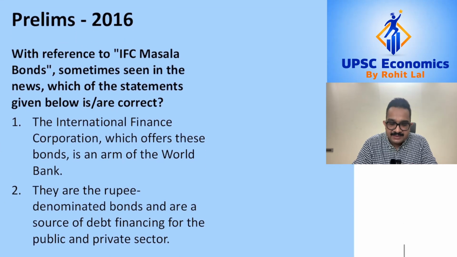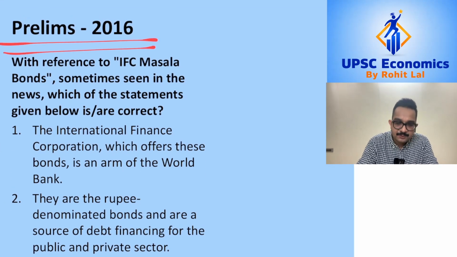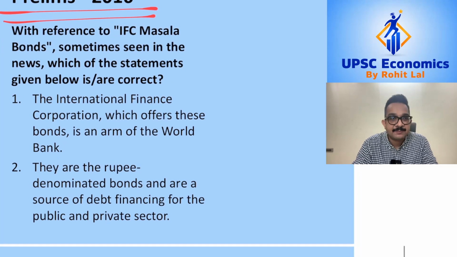Now let us discuss the question which was asked in prelims of 2016. In 2016, you had a question which said that with reference to IFC masala bonds, sometimes seen in the news, which of the statements given below is or are correct? The first statement was that the International Finance Corporation, which offers these bonds, is an arm of the World Bank. The second statement was they are rupee denominated bonds and are a source of debt financing for the public and the private sector. So take a minute, pause the video and think about which of these statements are correct.